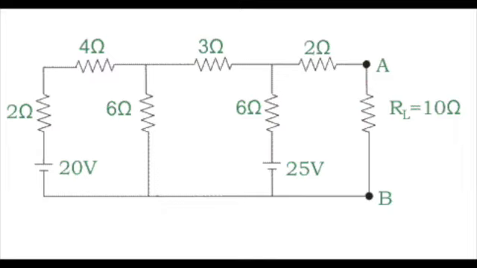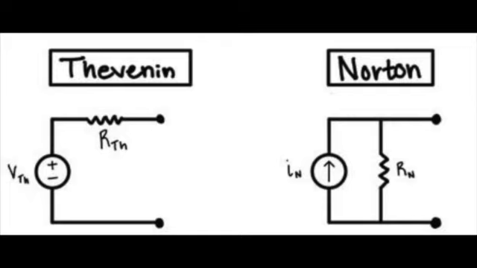values. Today's video will be diving into two similar methods in which this can be accomplished, known as Thevenin and Norton circuit equivalents. Thevenin and Norton equivalent circuits are used to simplify complex circuits into either a single current or voltage source and a single resistor, allowing for the evaluation of a load.